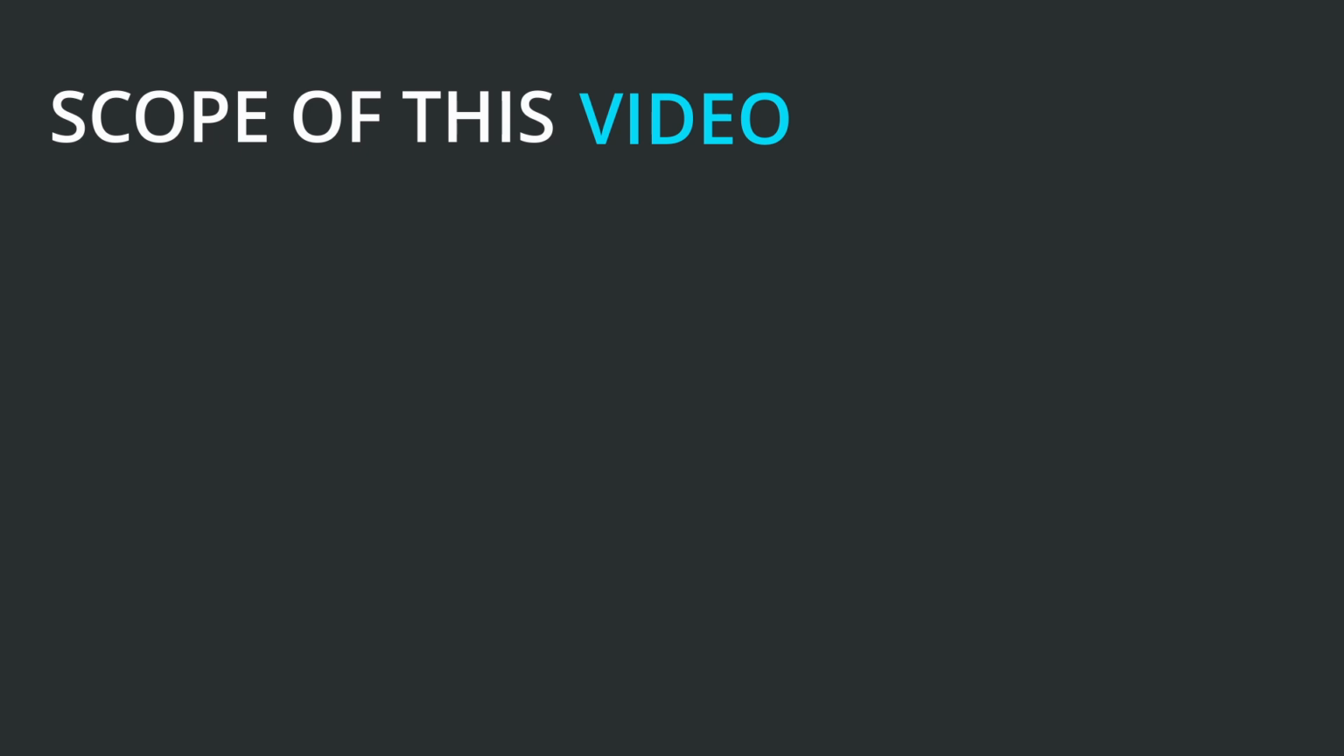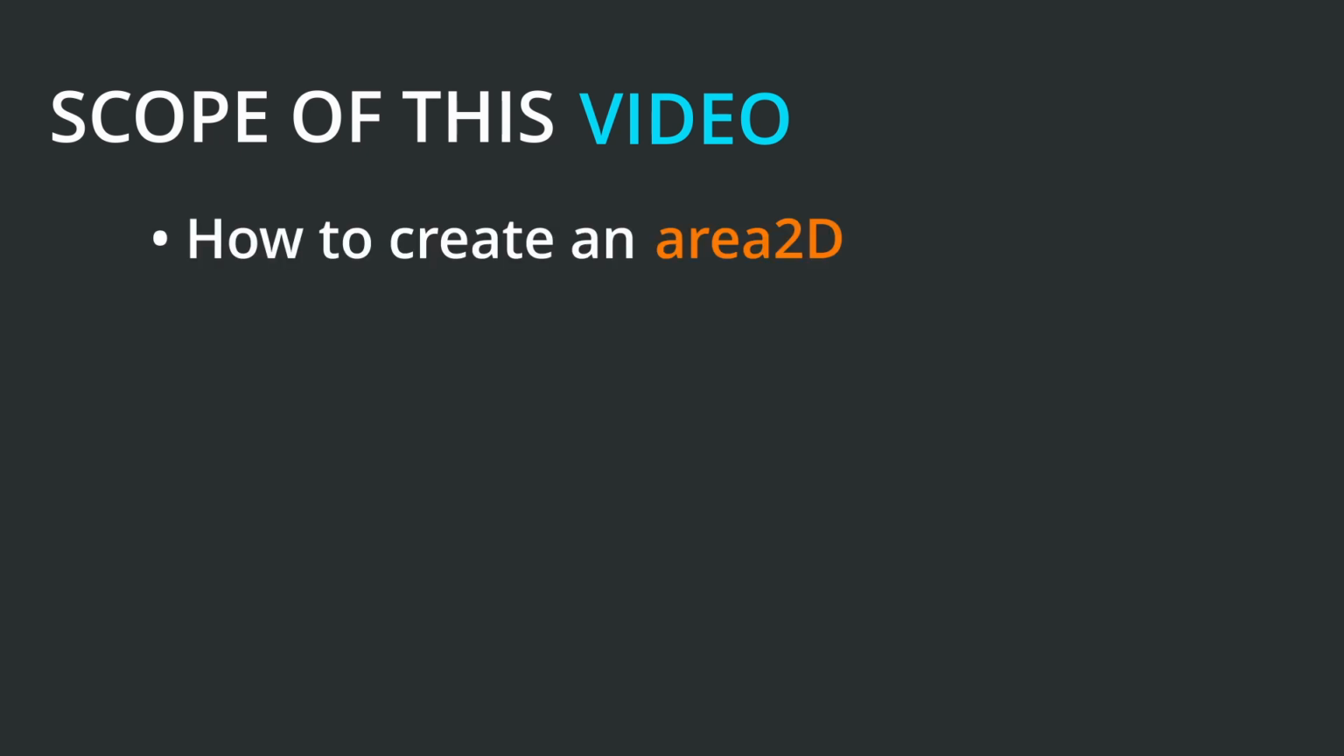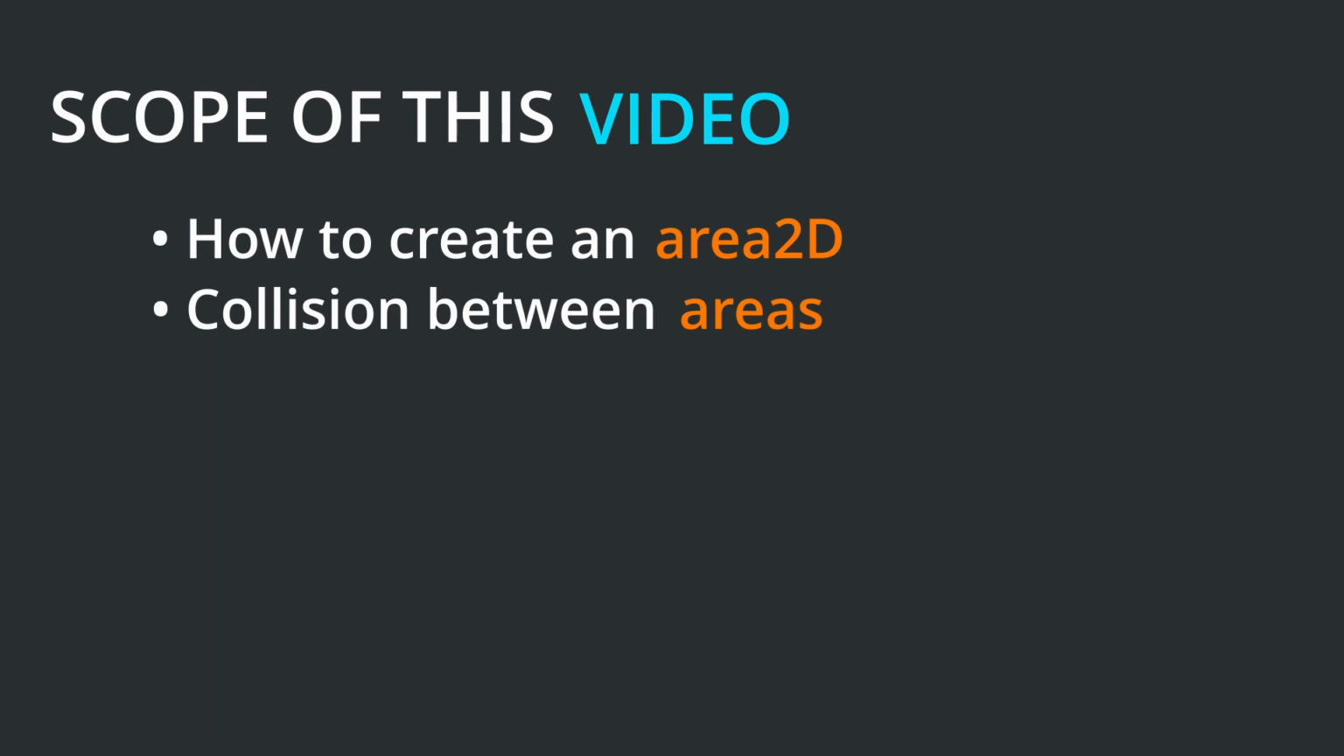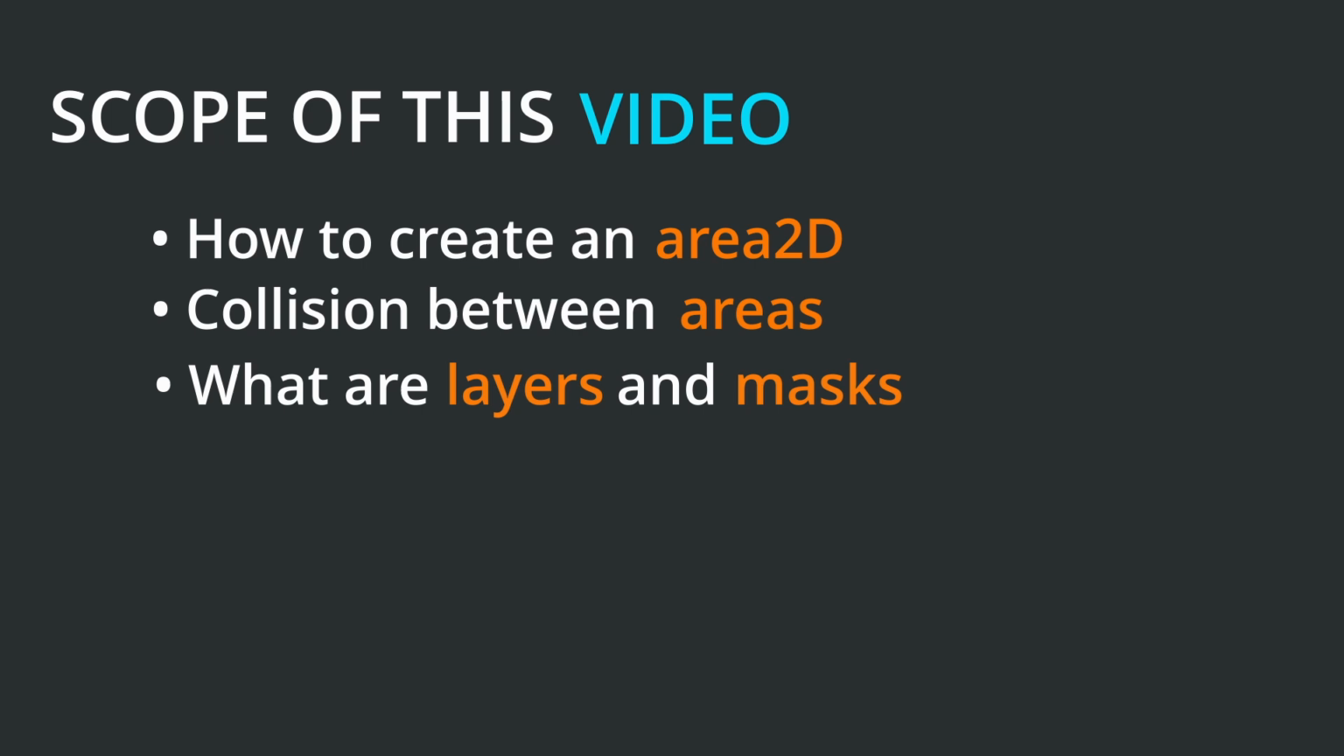So first of all, we are going to cover how to create an Area2D. Then we're going to check collision with this area. Later, we're going to cover a bit more advanced the layers of an area. And after that, I'm going to show you as well what groups are, how to make groups, what they are for and how they can be used.